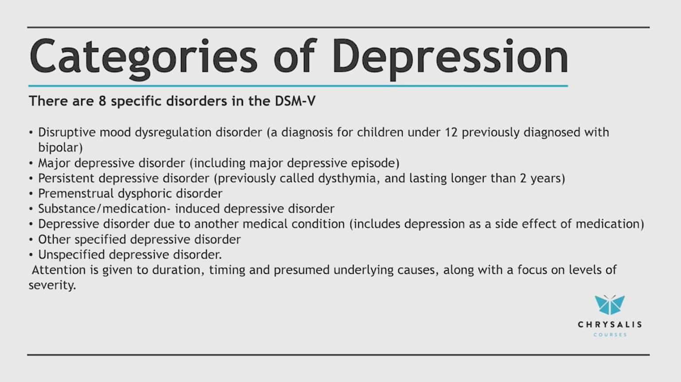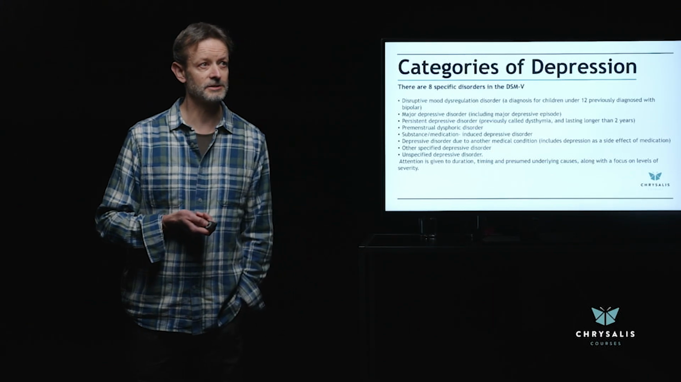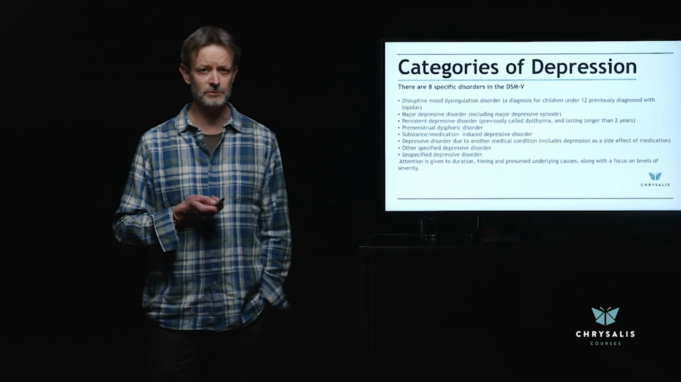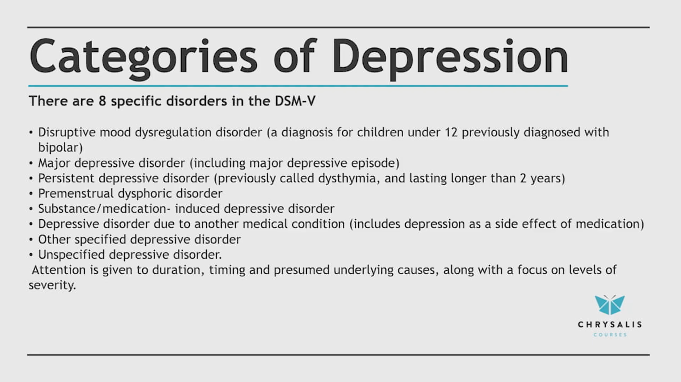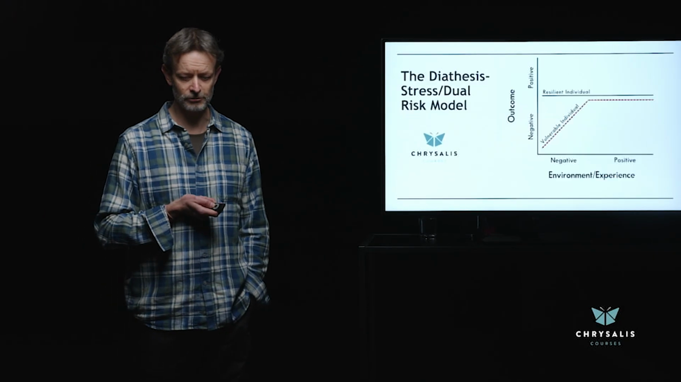We're going to focus now on the categories of depression as explained by the DSM-5, which covers 8 specific disorders. Disruptive mood dysregulation disorder is a diagnosis for children under the age of 12. It was previously diagnosed as bipolar. This would be particularly relevant to any students that may be on Place to Be or children placements.